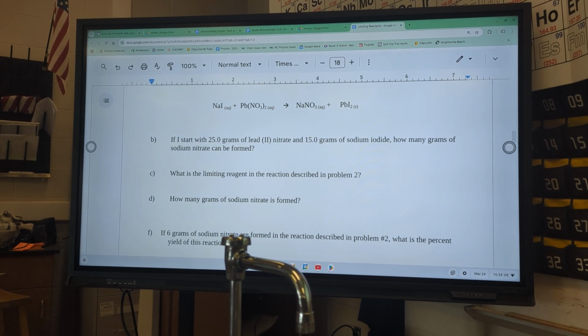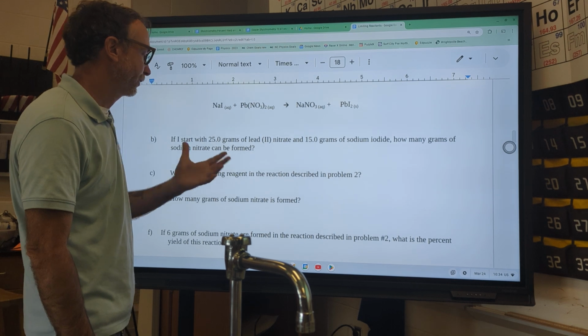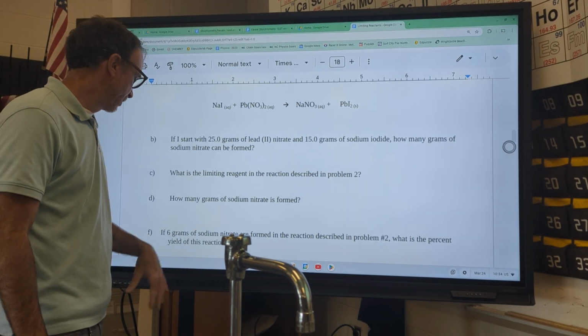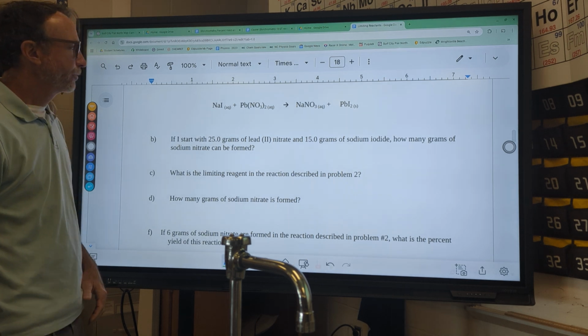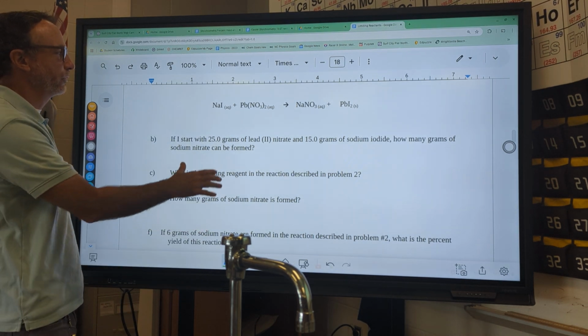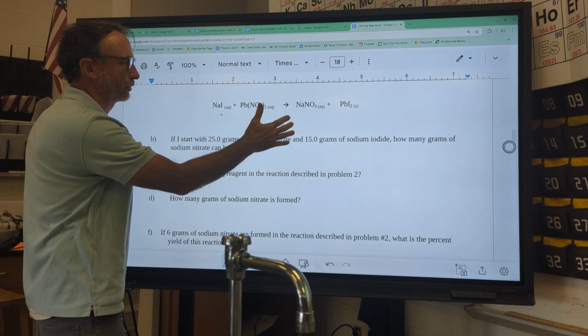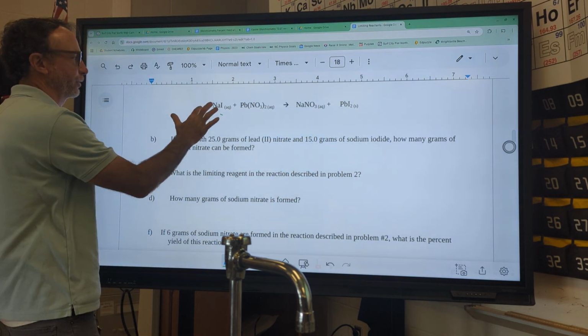All right, we're going to do a problem from this sheet. This is also a sheet that you may see as homework sometime. And here we go. This is about limiting reactants. So we've got sodium iodide, lead 2 nitrate, sodium nitrate, and lead 2 iodide. Lead 2 iodide is a precipitate.